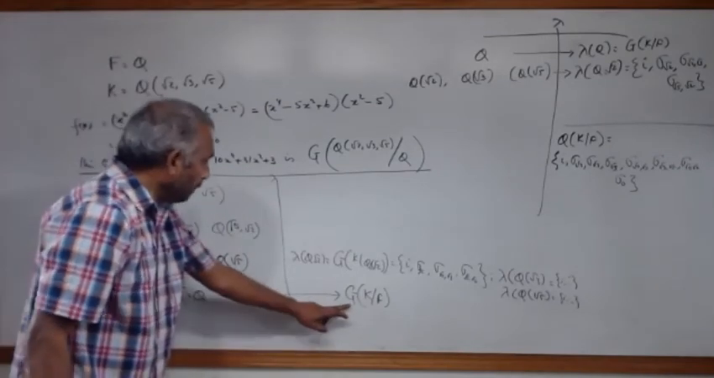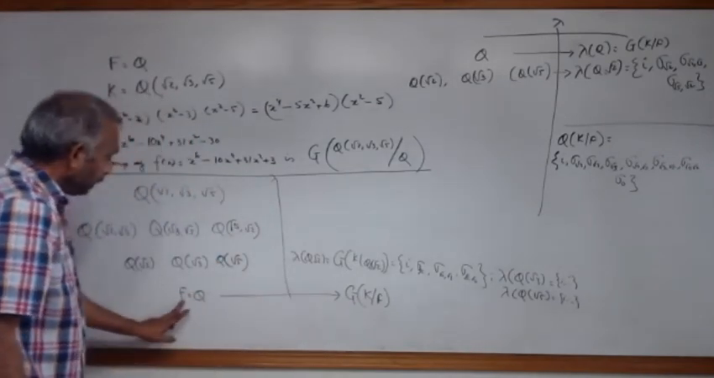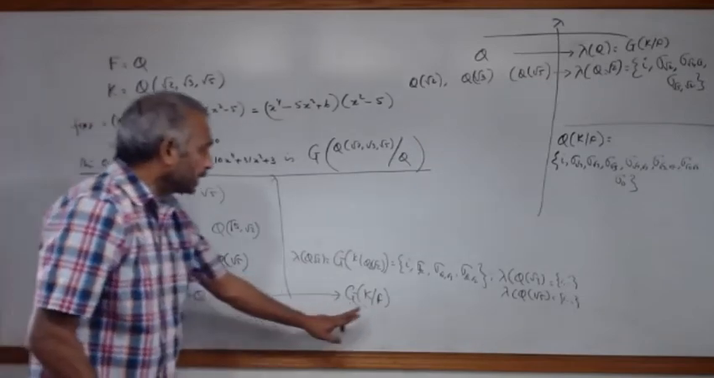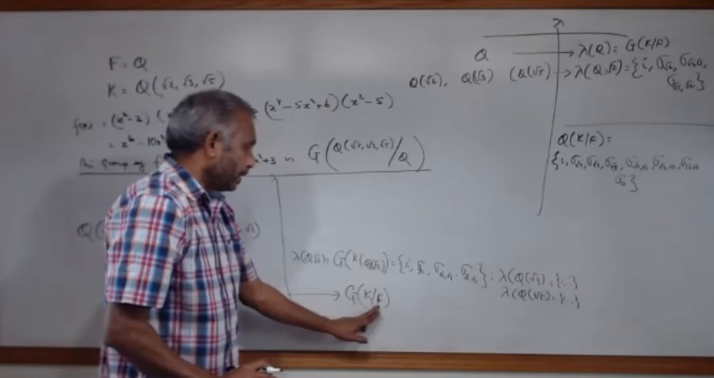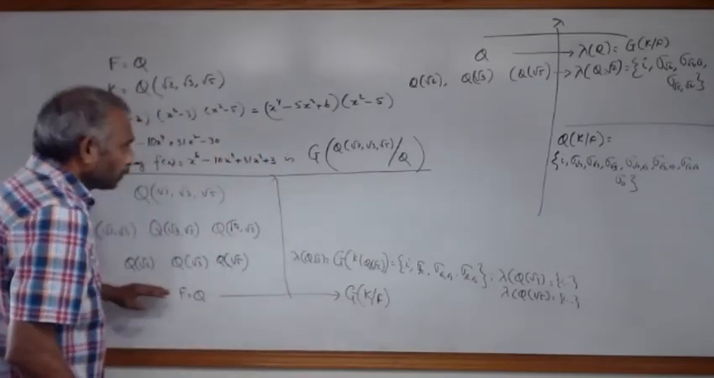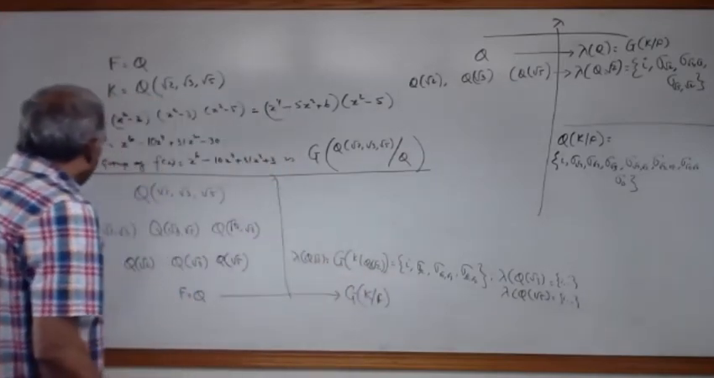This has got 8 elements. The smallest field has got the biggest subgroup. Then it has got only 4.